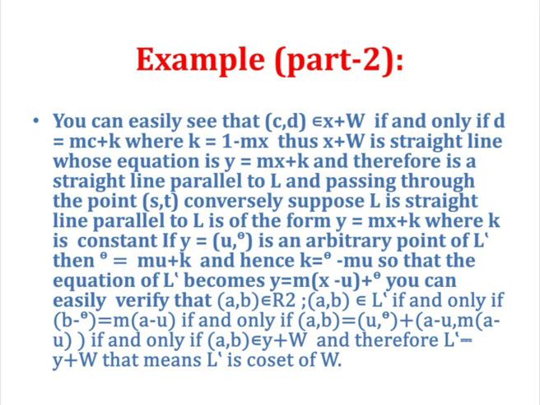b minus theta equals m into (a minus u) if and only if (a, b) equals (u, theta) plus (a minus u, m(a minus u)), if and only if (a, b) belongs to y + W, and therefore L' equals y + W. That means L' is a coset of W.